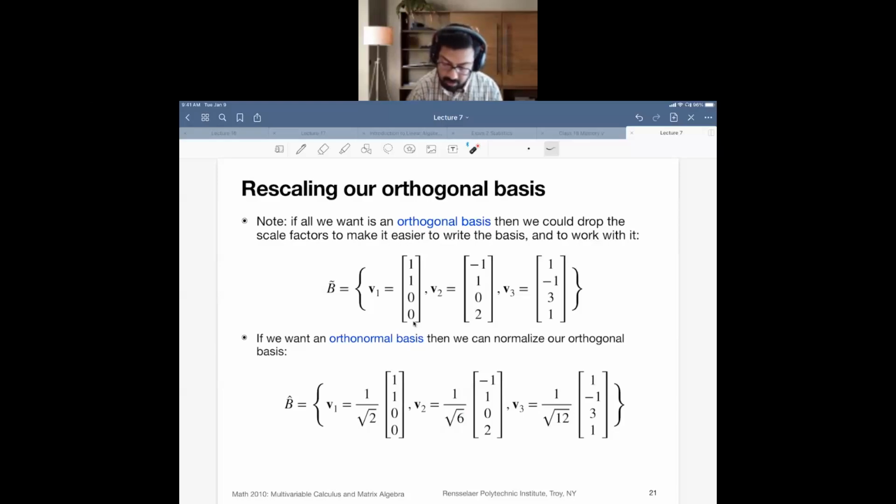So here the norm of V1 will be square root of 1 plus 1, square root of 2. For V2, you will have 1 plus 1 plus 4, square root of 6. And 1 plus 1 plus 9 plus 1, square root of 12. So you're essentially dividing each of these orthogonal vectors by their norms to get to an orthonormal basis.